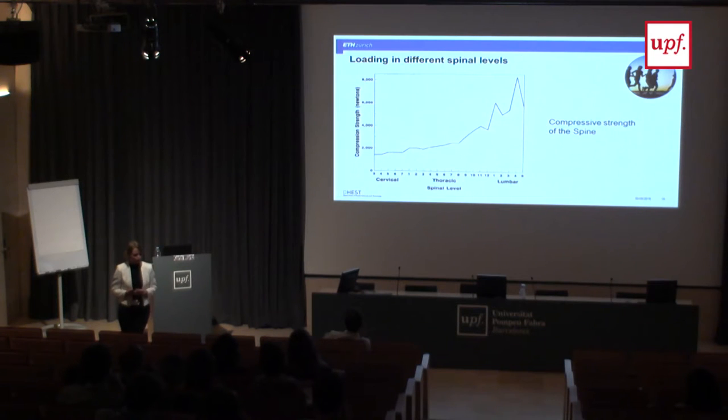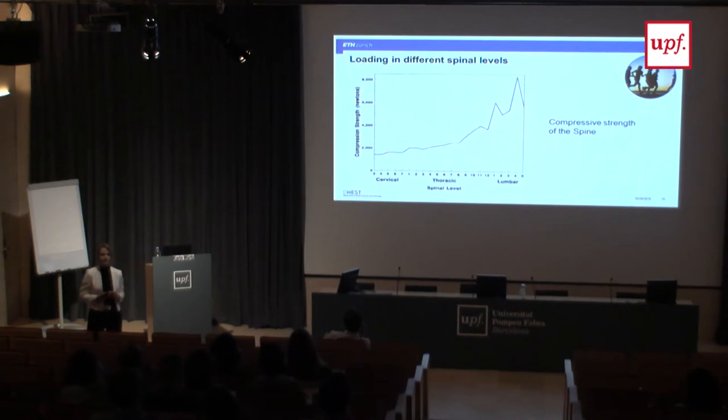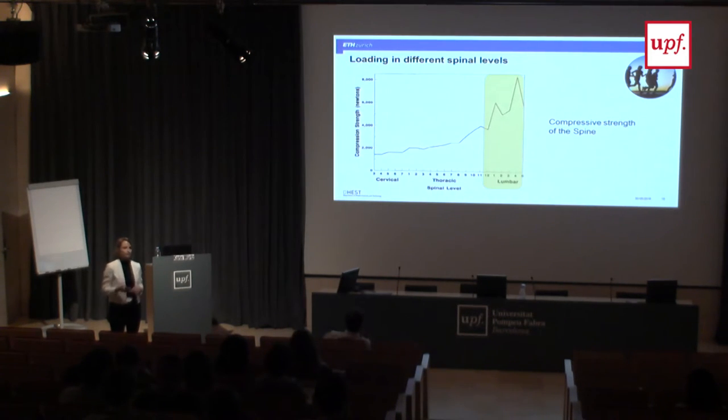And we've already said that the lumbar areas are most prone to degeneration because of the loading and because of the bad nutrition in this area. And this is something that shows it to you too. That's the compressive strength of the spine, where you can see that in the lumbar area you have the highest peaks of compressive strength. And we're going to see in a second what that actually does on a pathology level.